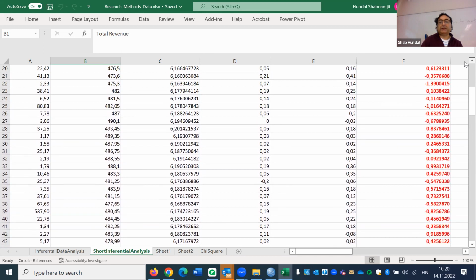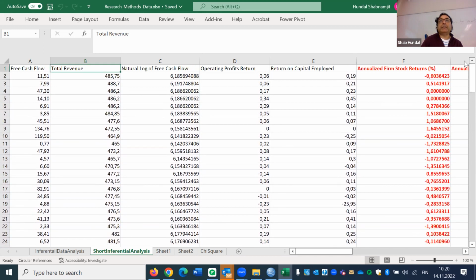Always remember that whenever you are doing your data management, you need to make sure that you always save the variables in the form of columns like this. So if you have free cash flow here, total revenue here, operating profits here, and the things are row wise, it will not work. Always make sure that the name of the variable is in column A, column B, column C, never row wise. This is the normal layout.